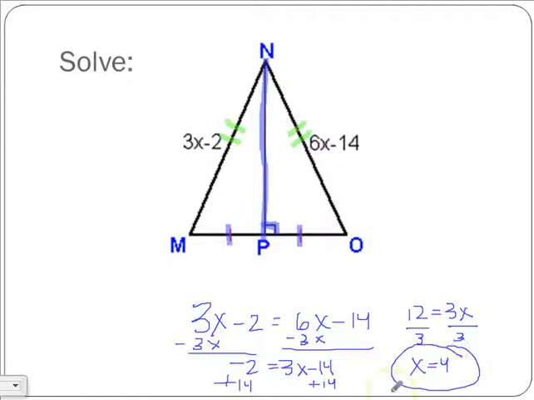So you could check your work by plugging in the value we just got for x into both of our equations, and we should get the same number. 3 times 4 is 12. 12 minus 2 is 10, so that side is 10. 4 times 6 is 24. 24 minus 14 is also 10. So those two sides should in fact be congruent, based on the perpendicular bisector theorem.